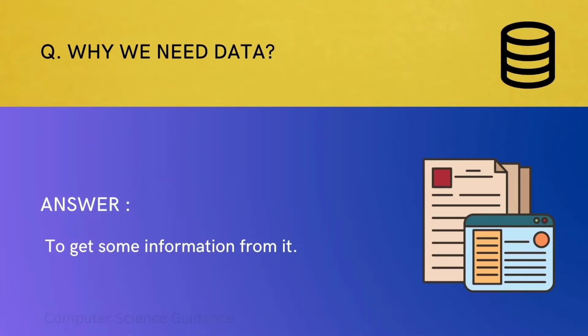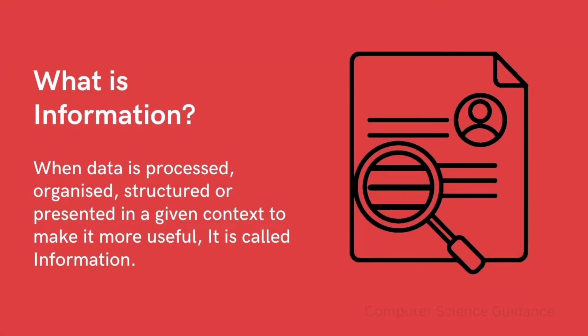So now the question comes, why do we need data? The simple answer is to get some information from it. So, now you must be thinking, what is information? Let's go on to the next slide and know what is information. Information means when data is processed, organized, structured or presented in a given context to make it more useful, it is called information. This is the simple way to understand information.